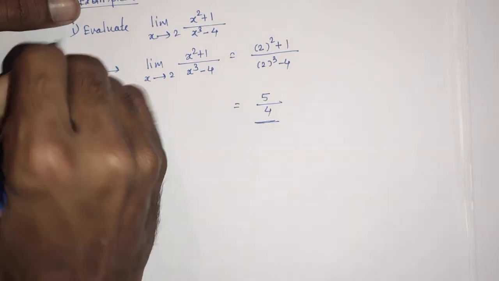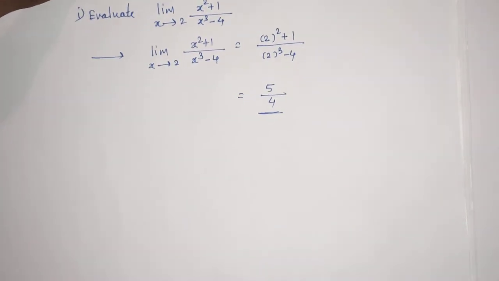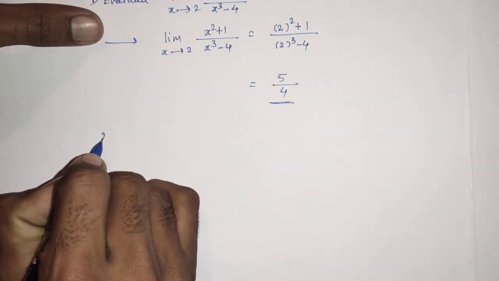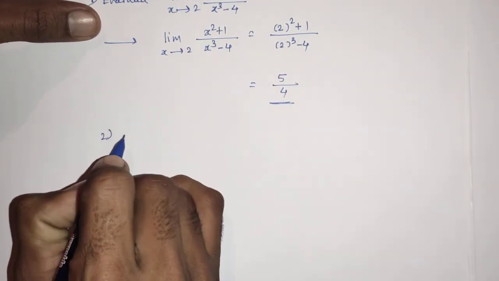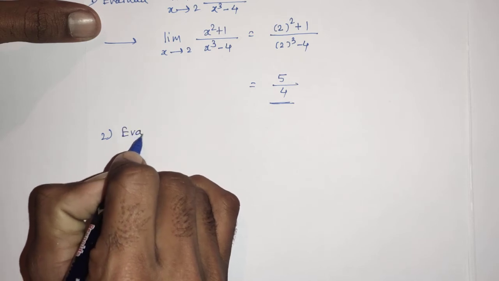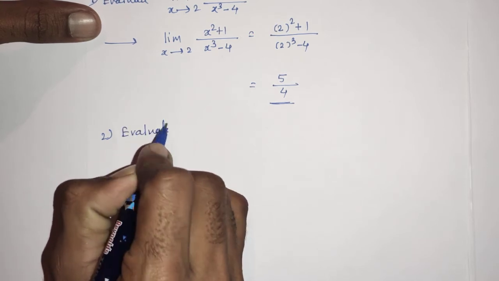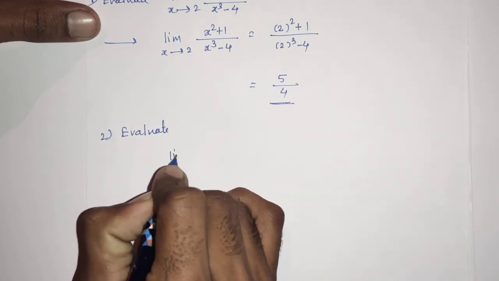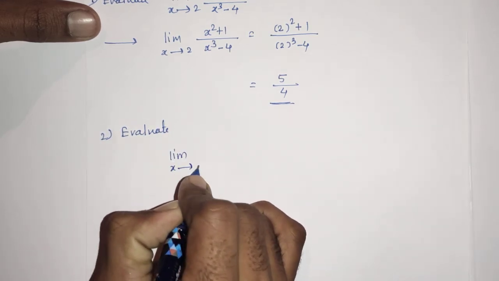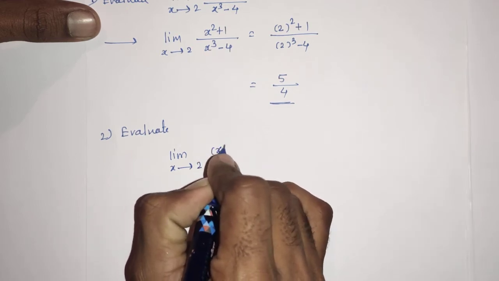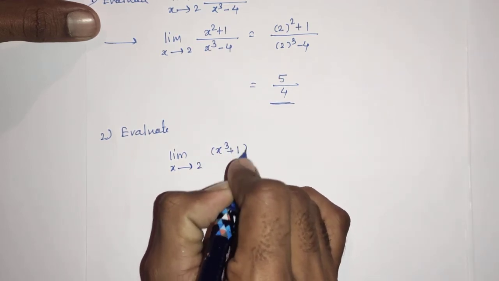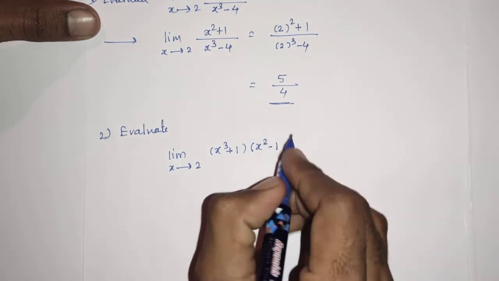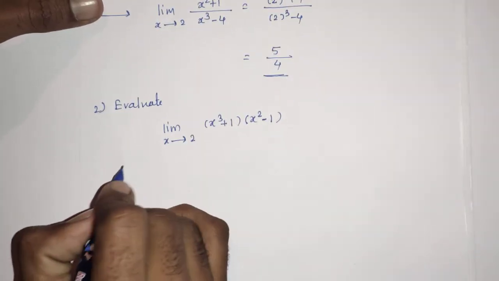Now the next example. Suppose this is the first example. Now the second example is: evaluate the limit as x tends to 2 of x cube plus 1 into x square minus 1.